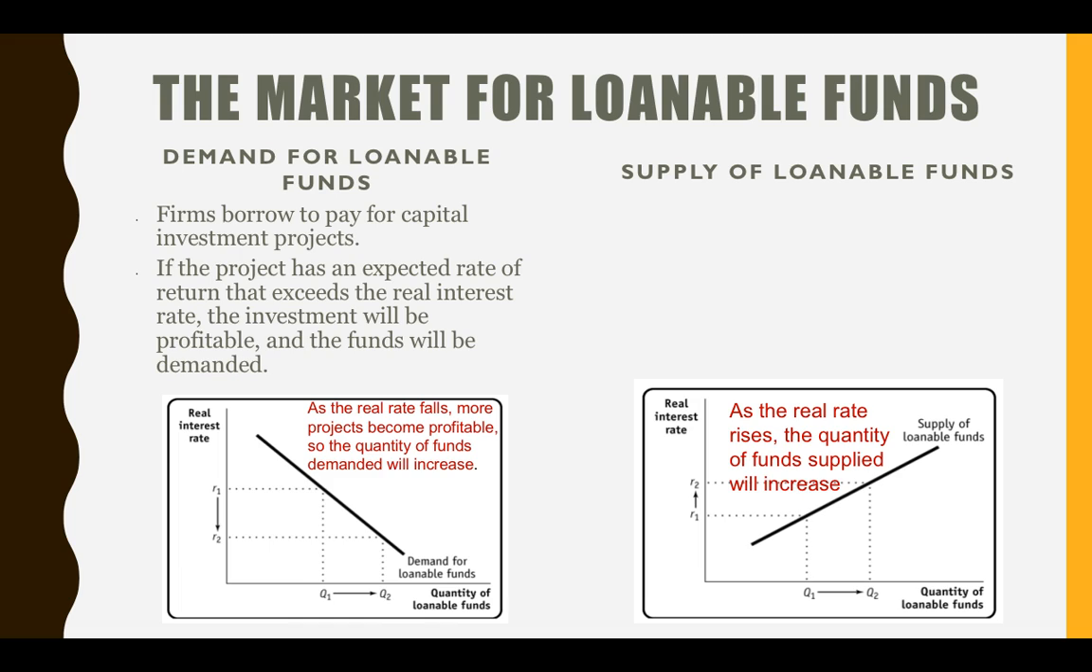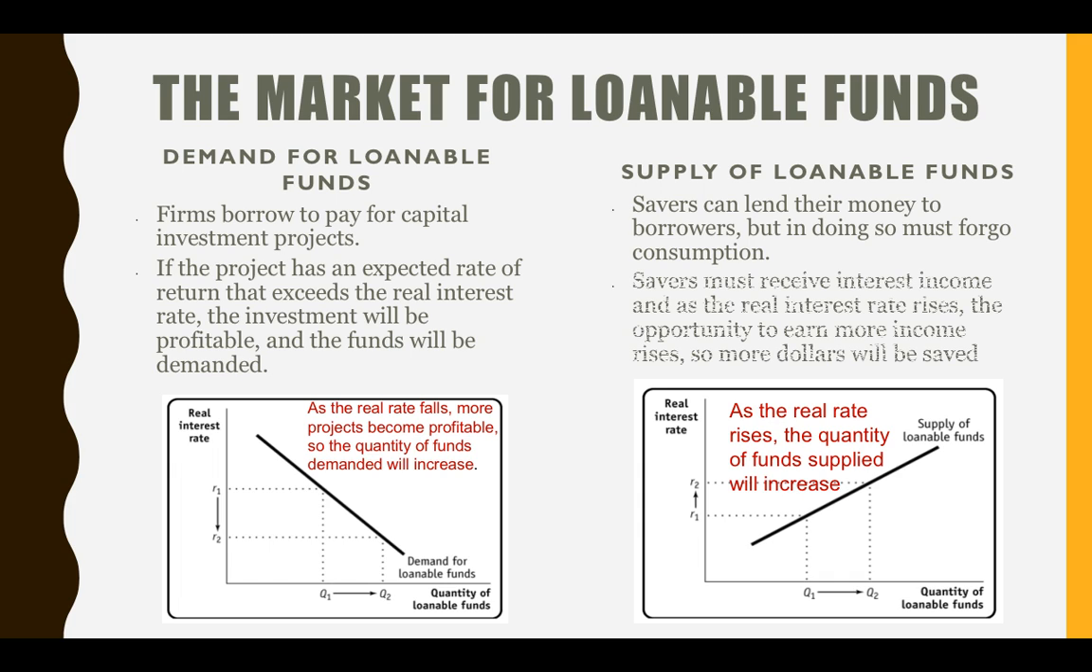The supply of loanable funds is a little bit different. Supply of loanable funds is made up of savers, people who are saving money, okay? If I'm going to put my money in the bank, right, if I'm going to lend my money out, I can't be spending that money. And so if I'm going to save and lend money, I have to be sacrificing things that I could be buying at this point. Now, what determines that? Well, I must receive a higher real interest rate.